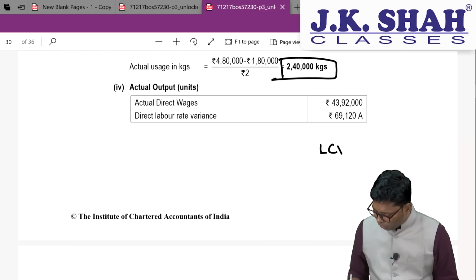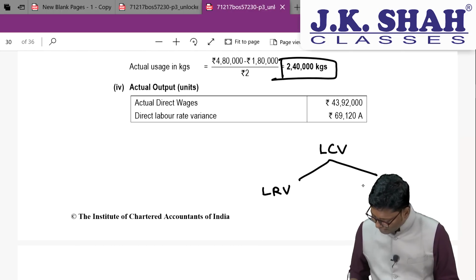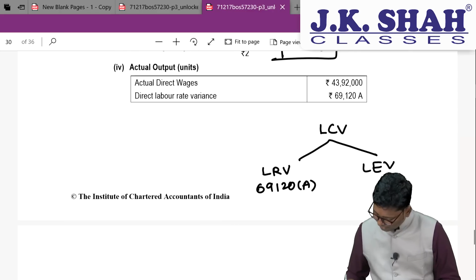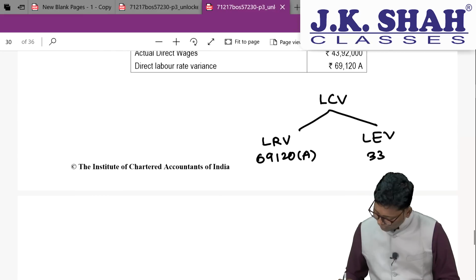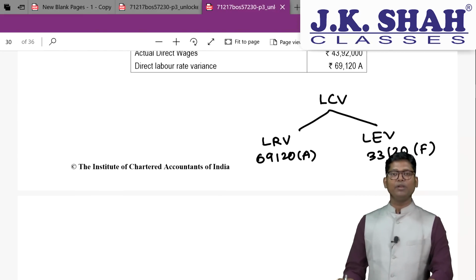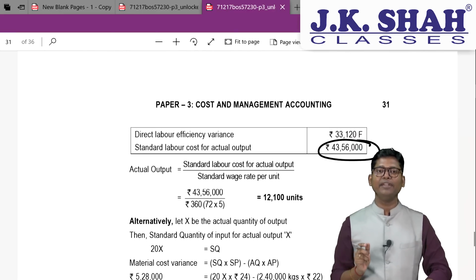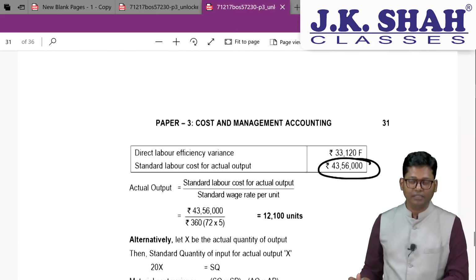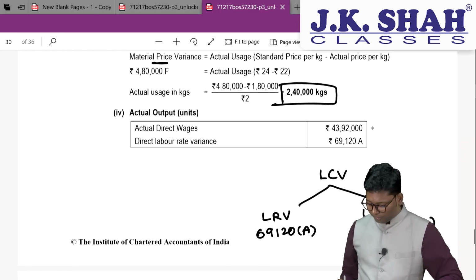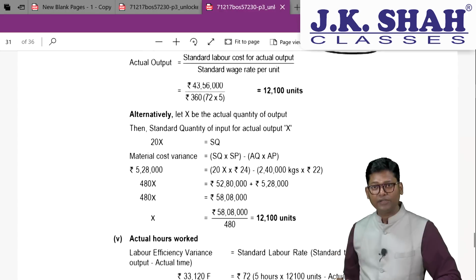Your labor cost variance is divided into two parts. First one is labor rate variance, second one is labor efficiency variance. My labor rate variance is 69,120 adverse. My labor efficiency variance is available, 33,120 favorable. And once these details are available, you are going to get the labor cost variance. If you adjust that variance with the given labor cost, standard cost can be computed. Actual wages are given. When you adjust this, standard cost can be computed.